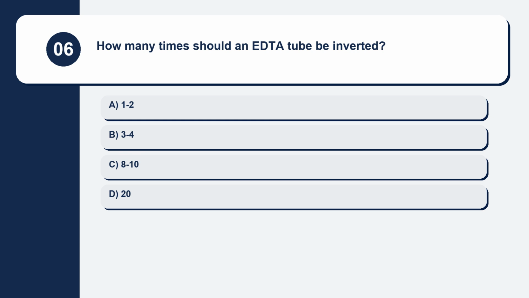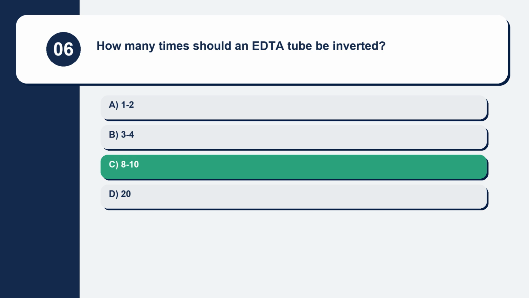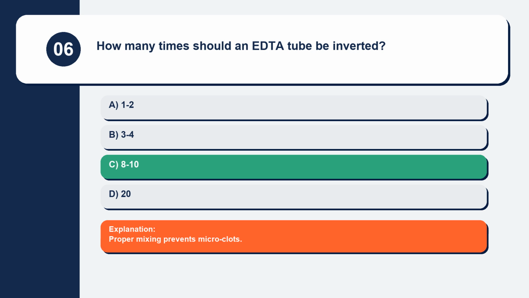Question 6. How many times should an EDTA tube be inverted? 1-2, 3-4, 8-10, 20. Proper mixing prevents microclots.